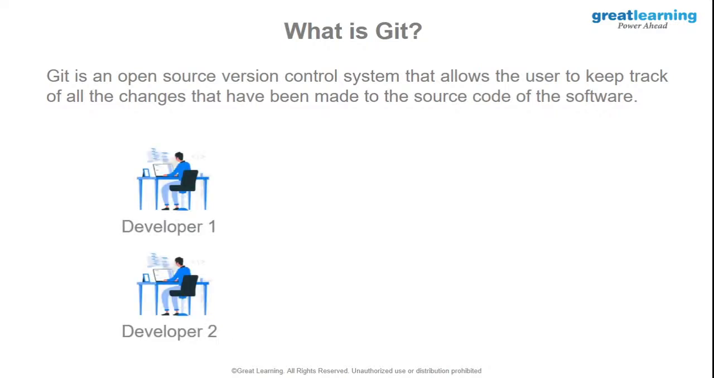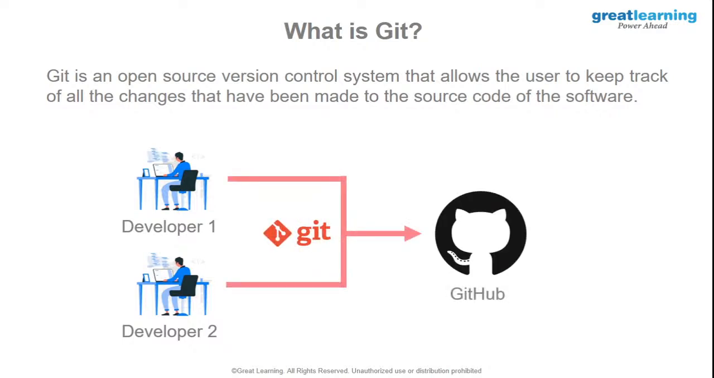So this is how it basically works. You have a lot of developers working in one team. Let's say developer one is responsible for writing piece of code one, and developer two is responsible for writing piece of code two. So you have two developers, and they go ahead and write these different functions or pieces of code they're responsible for. Once they finish writing it, they use Git to upload it to GitHub.